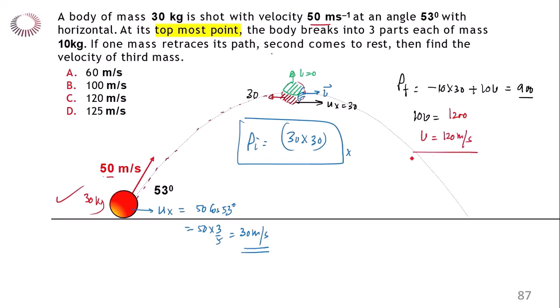So that means the blue colored particle should move with a speed of 120 meter per second so that the momentum can be balanced. Initial momentum is along the x direction, so final momentum should also be along the x direction. That's why I am taking V along the x direction. It should not be inclined.